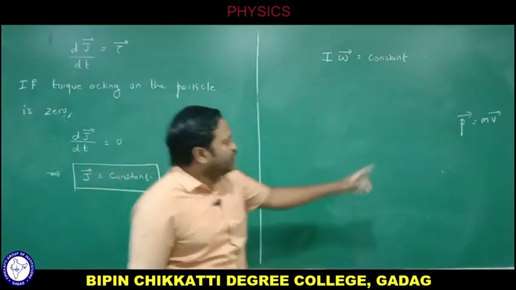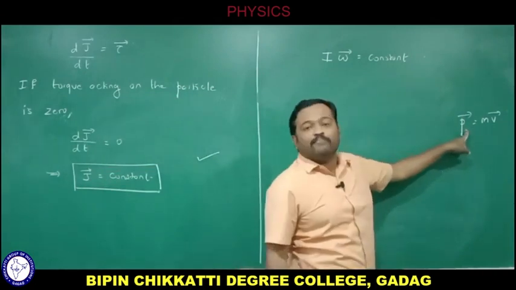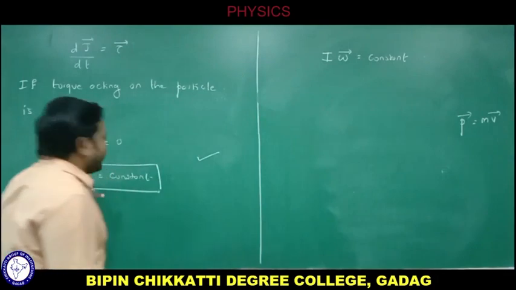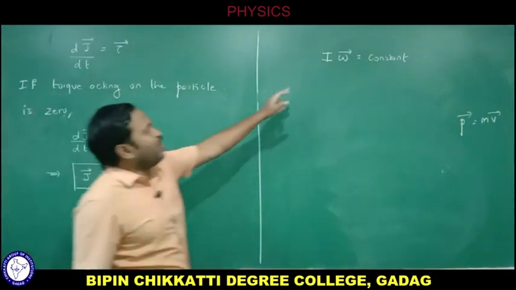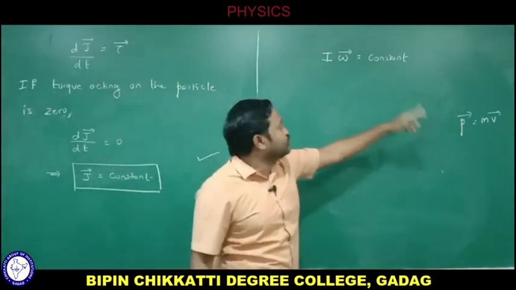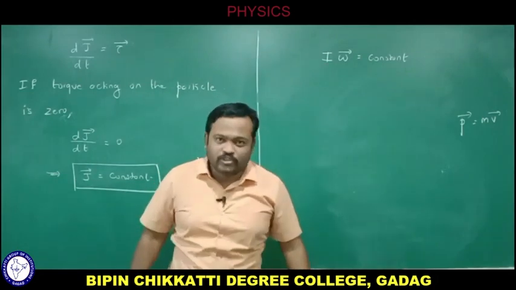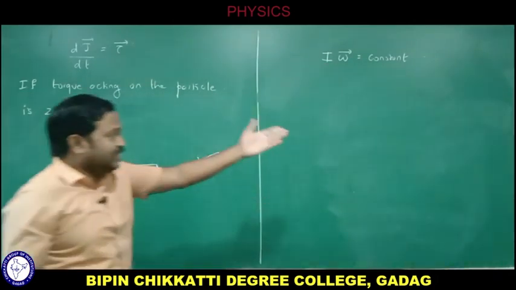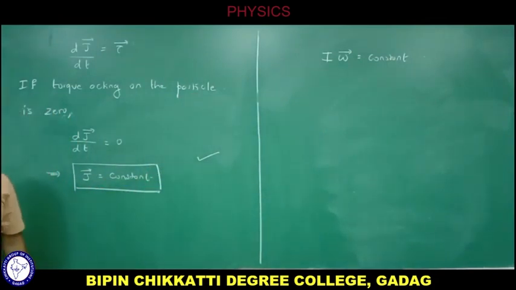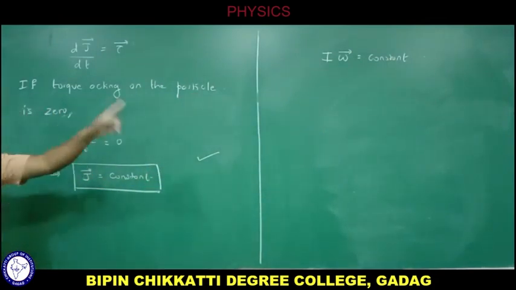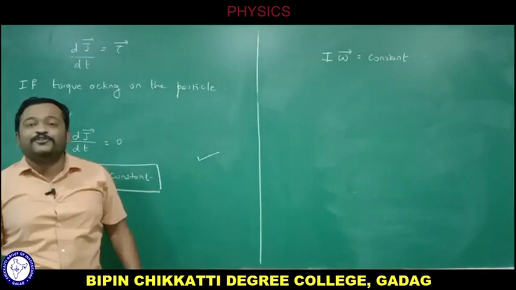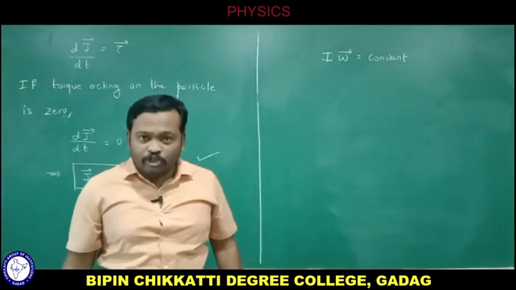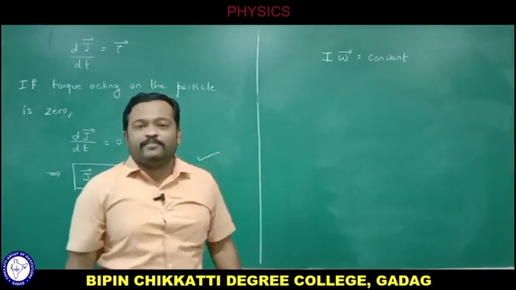There is a similar formula here. For rotational motion, in place of linear momentum, we have angular momentum. So in place of m, we have moment of inertia. In place of velocity, we have angular velocity. It is similar: m v is the linear case, and I omega is the rotational case. So angular momentum is equal to I into omega, and I omega is equal to constant. If net torque acting on a particle is 0, then this momentum always remains constant.